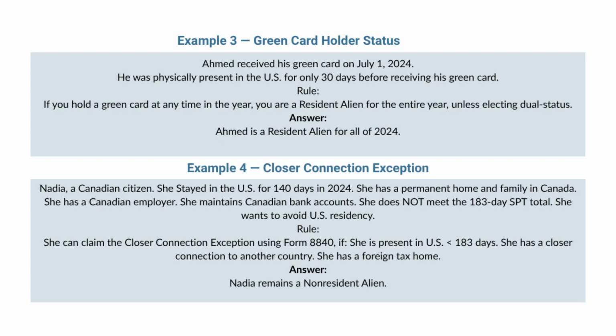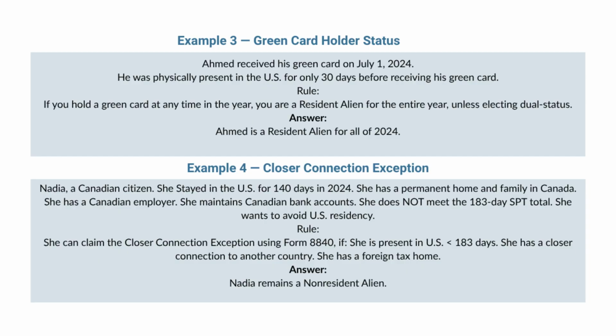Ahmed received his green card on 1st July 2024. He was physically present in the US for only 30 days before receiving his green card. If you hold a green card at any time in the year, you are a resident alien for the entire year unless electing dual status. Ahmed is a resident alien for all of 2024. Example 4. Closer connection exception.